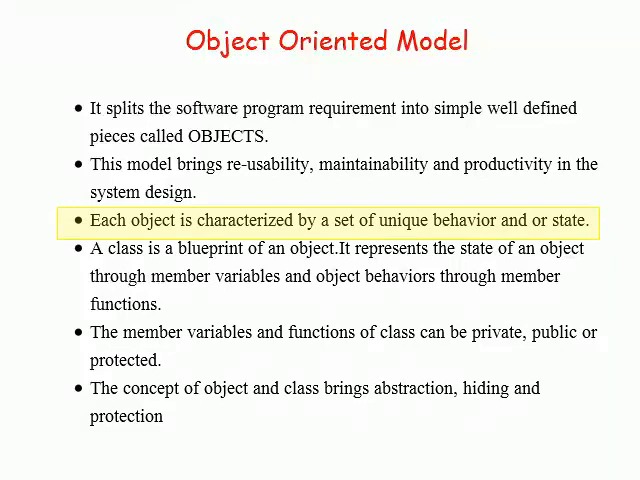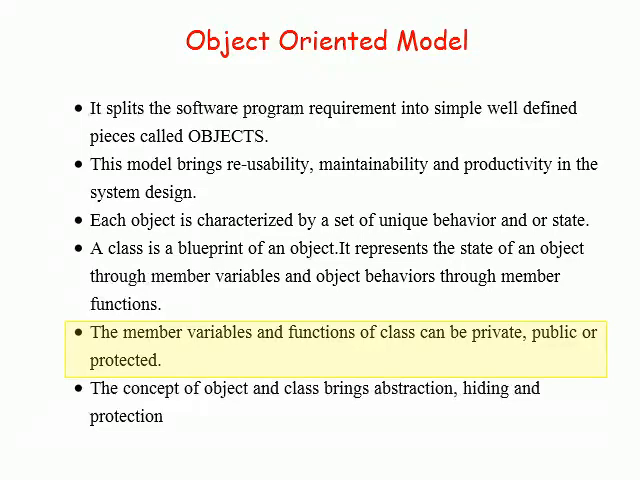Each object is characterized by a set of unique behavior or a state. A class is an abstract description of a set of objects, and it can be considered as a blueprint of an object. A class represents the state of an object through member variables and object behavior through member functions. The member variables and member functions of a class can be private, public, or protected.